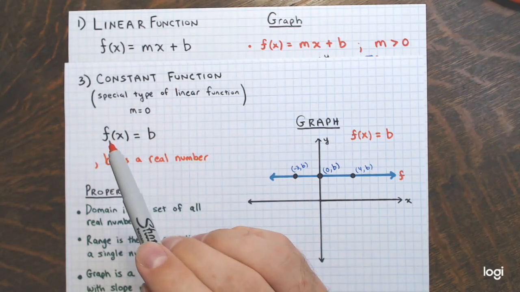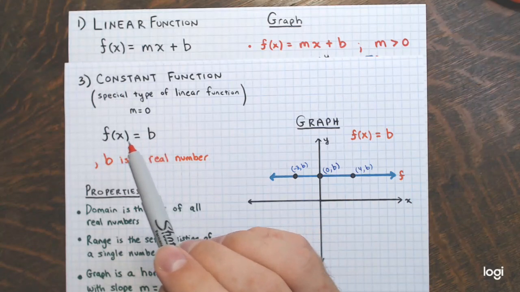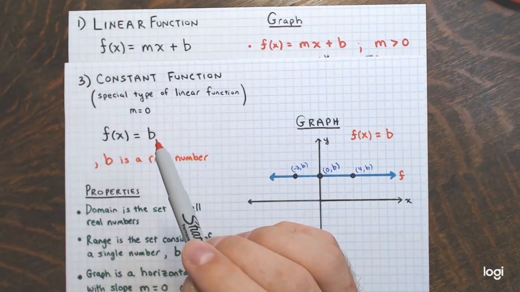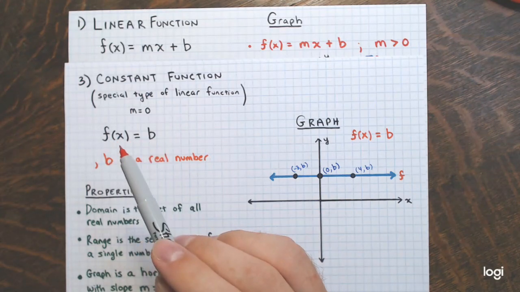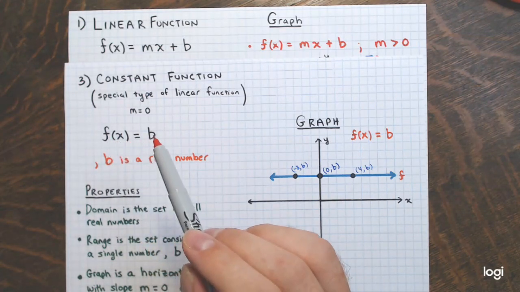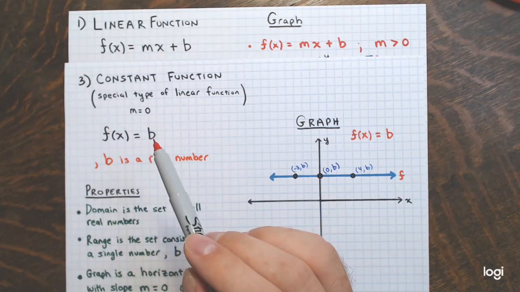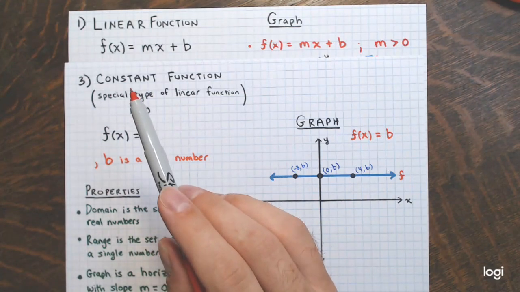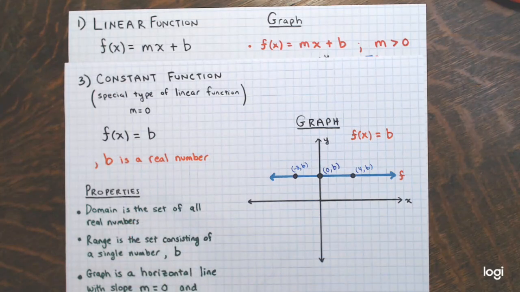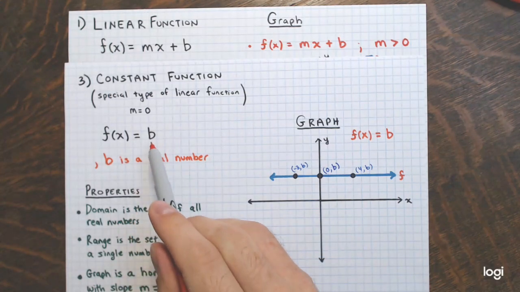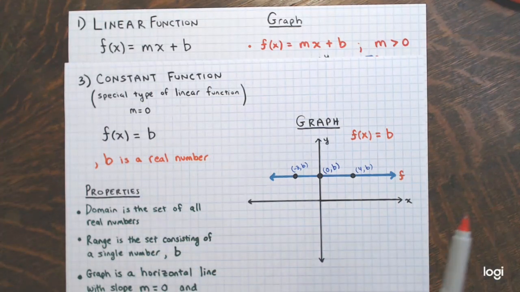So what we're getting here is f of x equals b, or y equals b, where b is a real number. So, f of x equals 2, f of x equals 7, f of x equals negative 5. It's just y equals some number, some constant. There's no variable over here. There's no input, there's no x. So the output is always the same number. The output is always this b, no matter what I plug in for x.